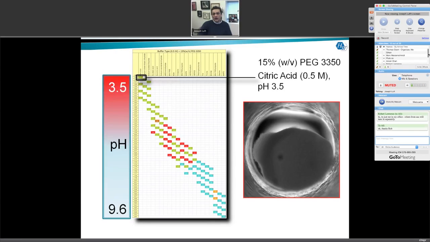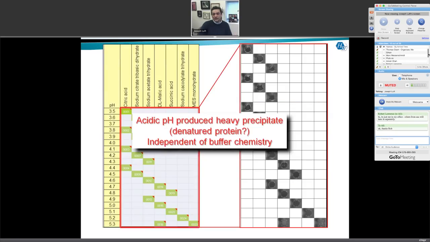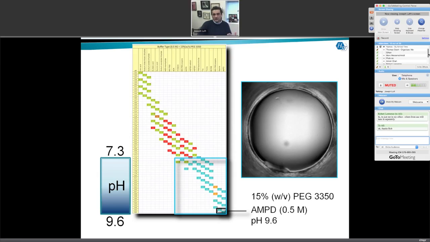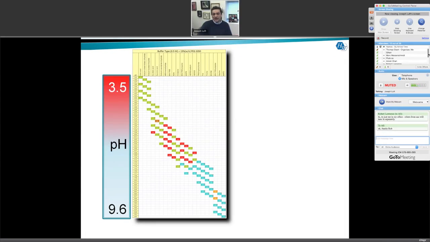Now in this case, the outcomes that were set up between pH 3.5 and pH 5.4, regardless of the chemical type of the buffer, produce these amorphous precipitates. They could actually be denatured protein. Okay? It looks like the protein did not do so well when it was subjected to these lower pH values. If we look at a range of higher pH values, 7.3 to 9.6, we see clear drops. Okay? So the protein is more soluble at basic pH, again independent of the buffer chemistry.